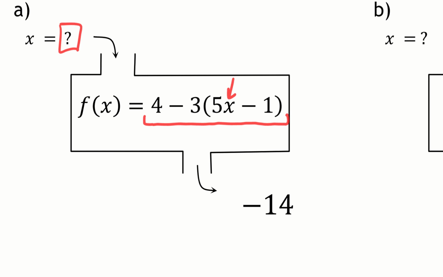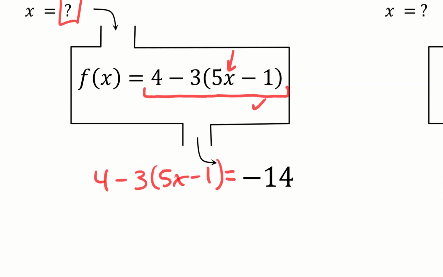So what I'm going to do is take this expression that represents f of x, which is 4 minus 3 times the quantity of 5x minus 1, and set that equal to negative 14. I'm just going to solve this equation, and it's going to tell me what value of x makes this expression equal negative 14.